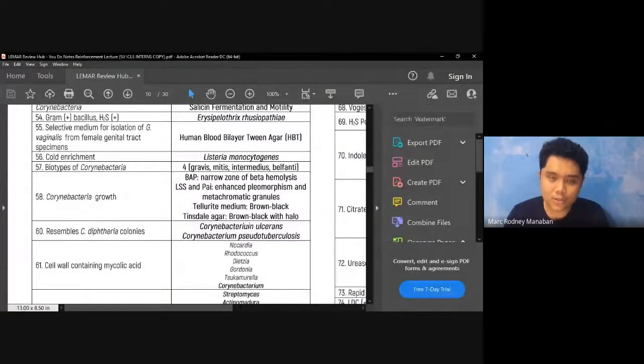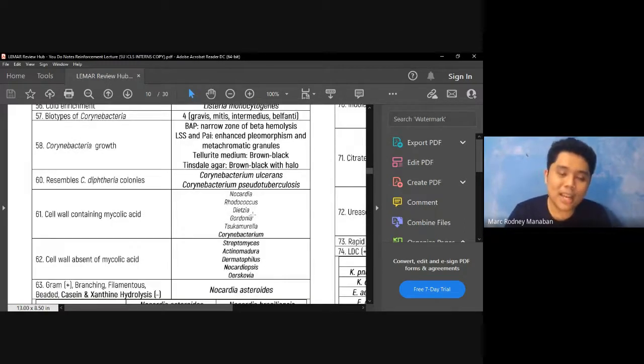Next, resembles C. diphtheria colonies. So, di ba, the C. diphtheria colonies are brown-black with halo. But there are others that are similar, and that is Corynebacterium ulcerans and Corynebacterium pseudotuberculosis. So, later, when we answer questions, we will differentiate. How do you differentiate the three? Because these three appear the same in your Tinsdale agar. They have brown-black colonies with brown halo. Alright? Okay.